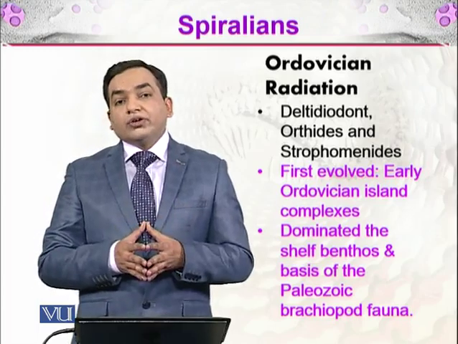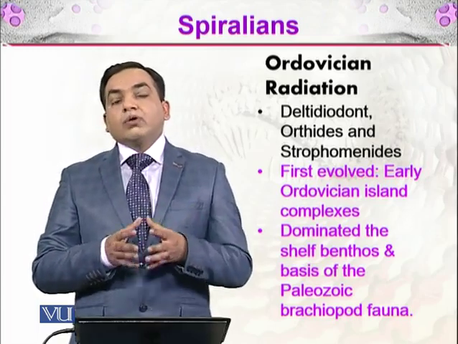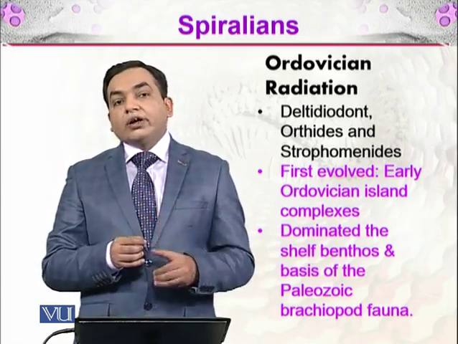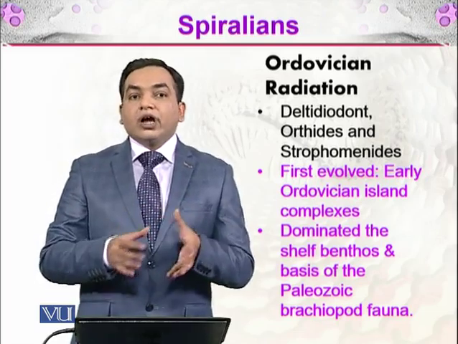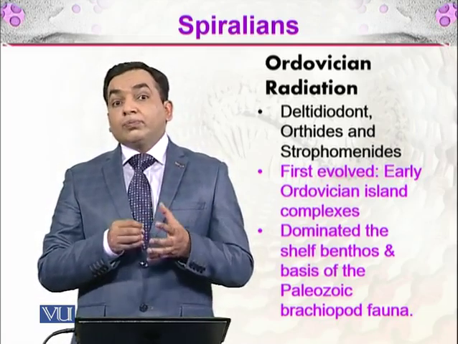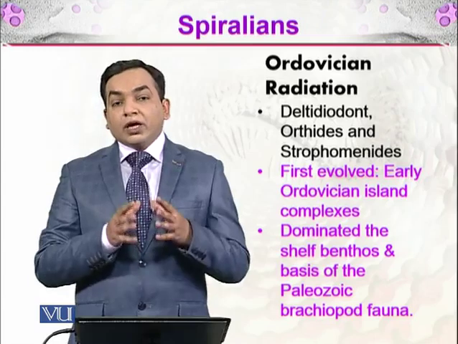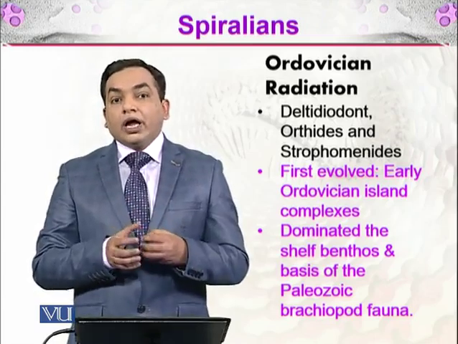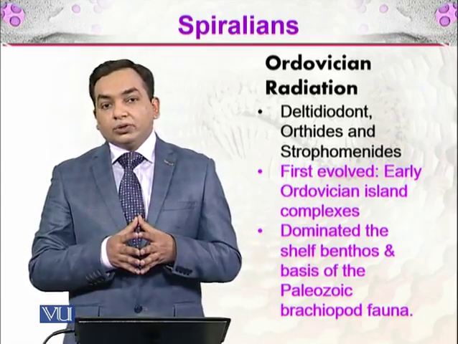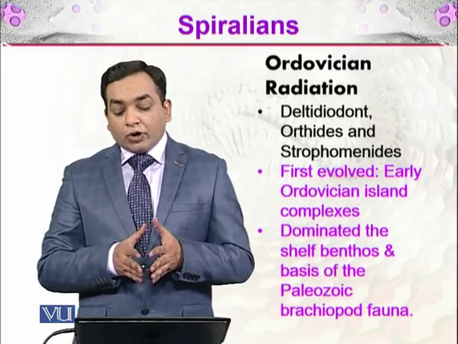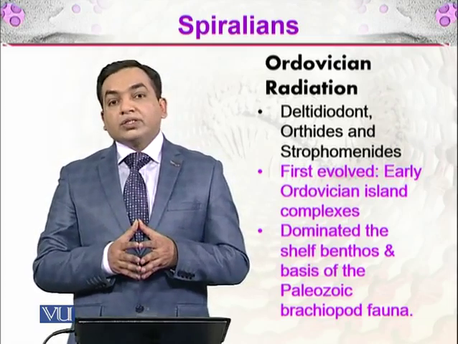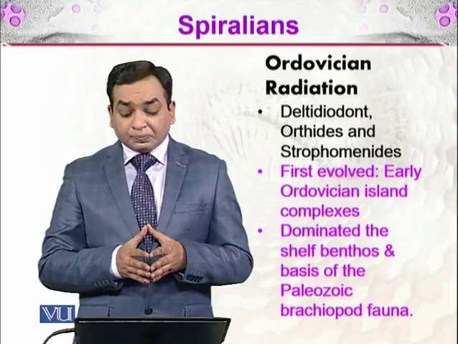And then comes the Ordovician radiation. As we have discussed about the Ordovician radiation, there was a very large extinction event, and after that the organisms started to diversify. That means the organisms which were able to survive reproduced, and they were able to make more and more species and flourish more because there were some unoccupied niches where they could survive. So these were the Deltidiodonts, orthoids, and the Strophomenids. These are the organisms which were present after the Ordovician radiation.